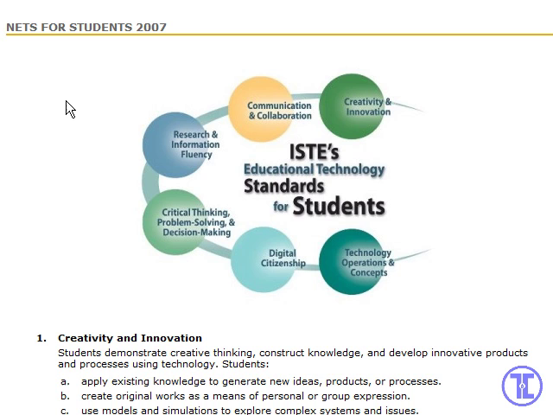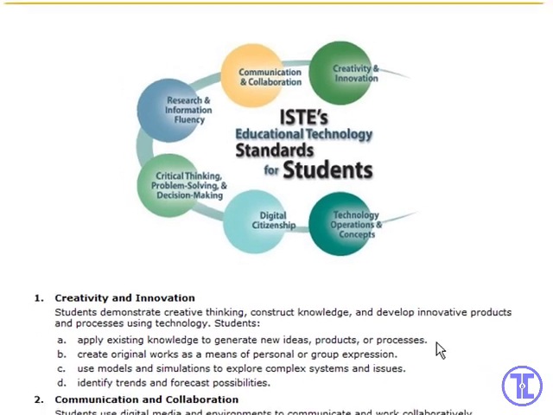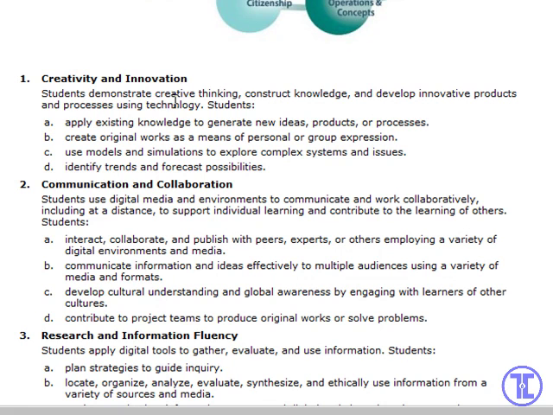There are 6 standards that you'll notice, and they are right over here in this nice picture, the Educational Technology Standards for Students. They are stated over here. If we take a look at the first one, it's creativity and innovation. The students demonstrate creative thinking, construct knowledge, and develop innovative products. And then it has a couple of subtopics under that. The second one is communication and collaboration, using digital media and environments to communicate and work collaboratively, including at a distance, and that's number 2.